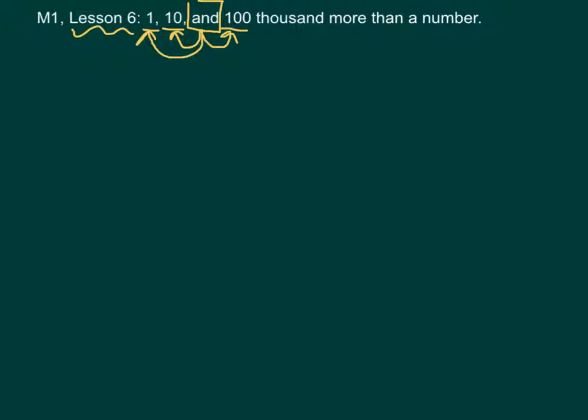So when we look at the title, let me erase this and show you what it looks like. What we're really saying is that it's 1,000 more than a number, 10,000 more than a number, and 100,000 more than a number.